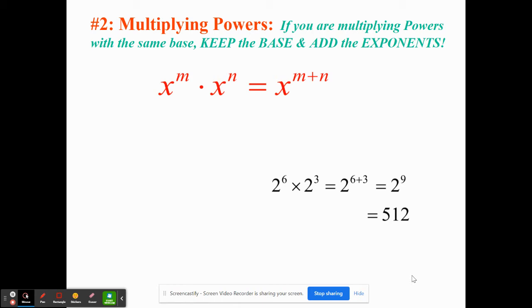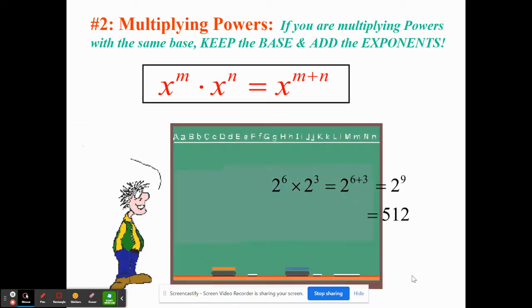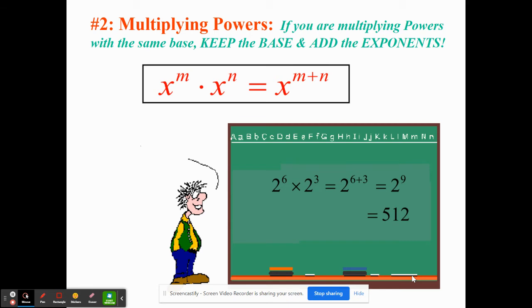Or down to the bottom where it says 2 to the 6th power times 2 to the 3rd power, that's 2 to the 9th, because 6 plus 3 is 9. And then you're going to multiply 2 times 2 times 2 times 2 times 2 times 2 times 2 times 2 times 2. So 2 times itself 9 times.